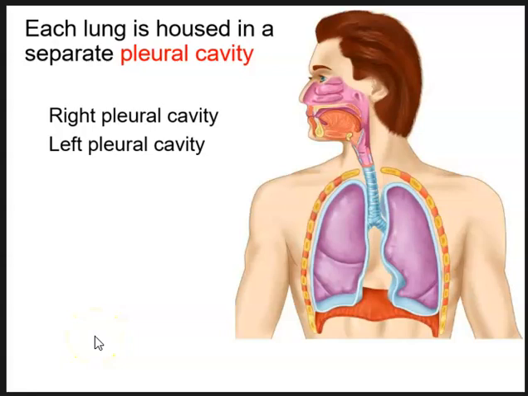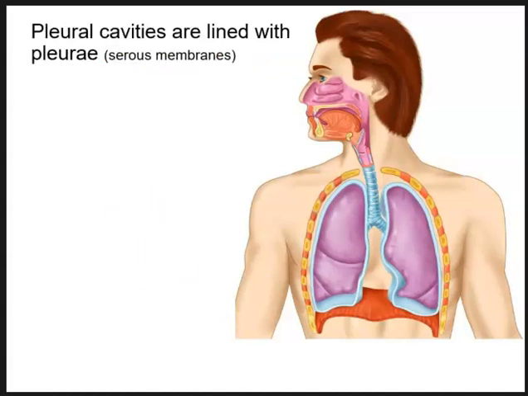So each lung is housed in a separate pleural cavity. We talked about this. There's a right pleural cavity as well as a left pleural cavity, and we have the different layers that make up the pleura. So pleural cavities are lined with pleura or serous membranes.